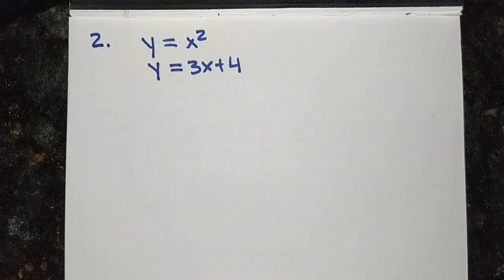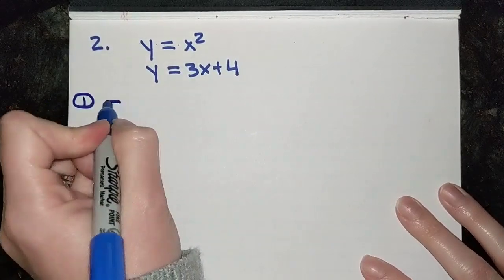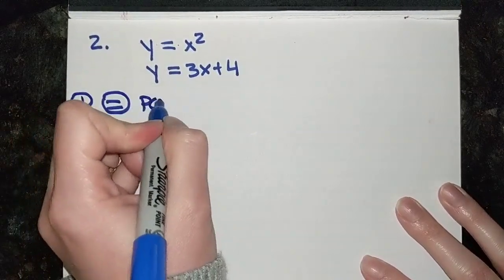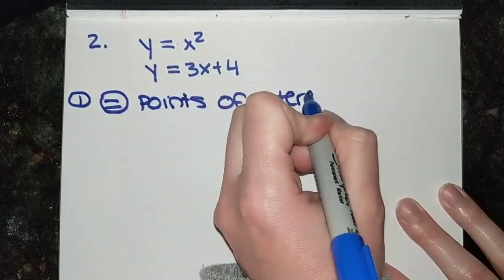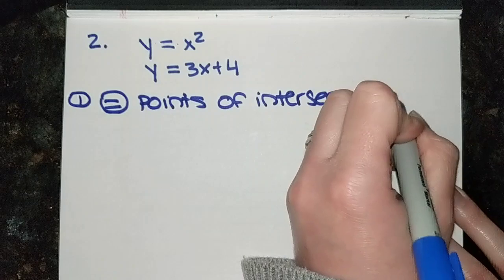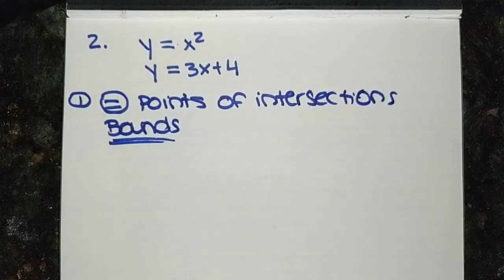The picture kind of tells you what's going on, but we want to be able to do this without the graph in mind. So the first thing that you're going to do is set the functions equal, and that is to find your points of intersection, or basically your bounds on the interval. All this set the functions equal is about trying to find the bounds for the interval.